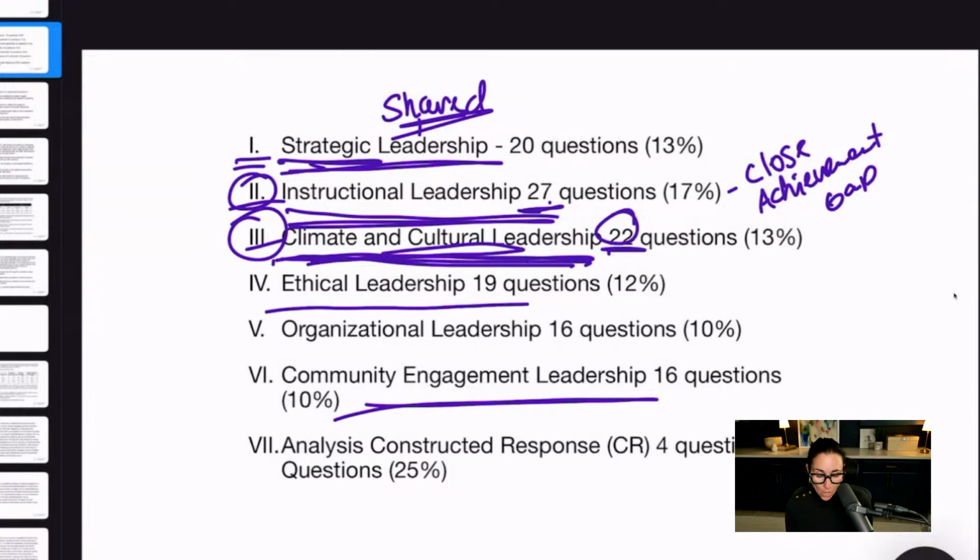Ethical leadership is all about protecting student rights, teacher rights, keeping students safe, documentation of all things.